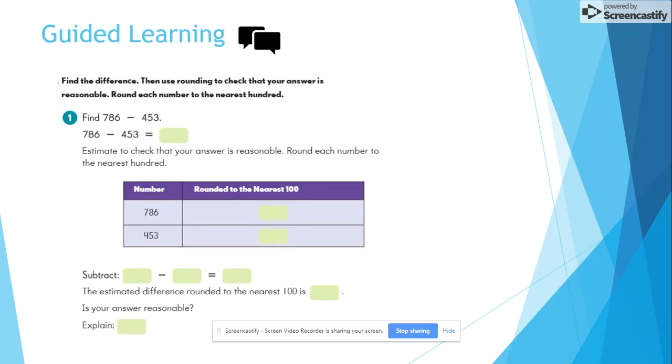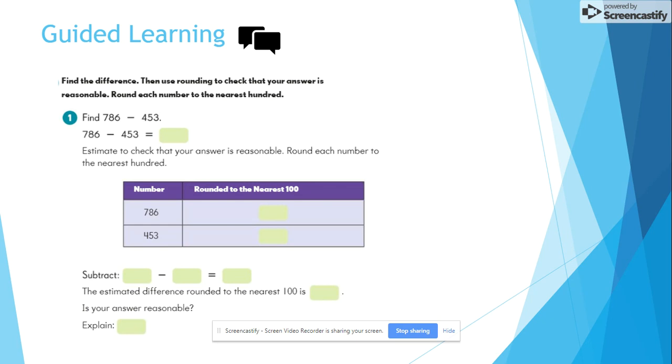Okay, so now what I want you to do is open your notebook. This is a guided learning page, so you are going to be answering this problem in your notebook. So what I need you to do is pause the video now, read the question, and answer it in your notebook. All right, welcome back, fourth graders.